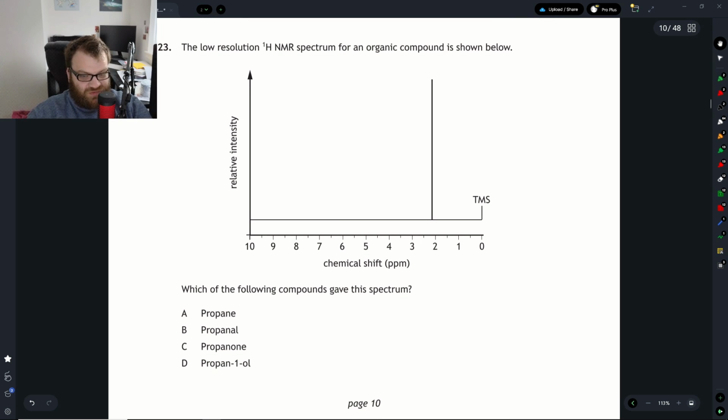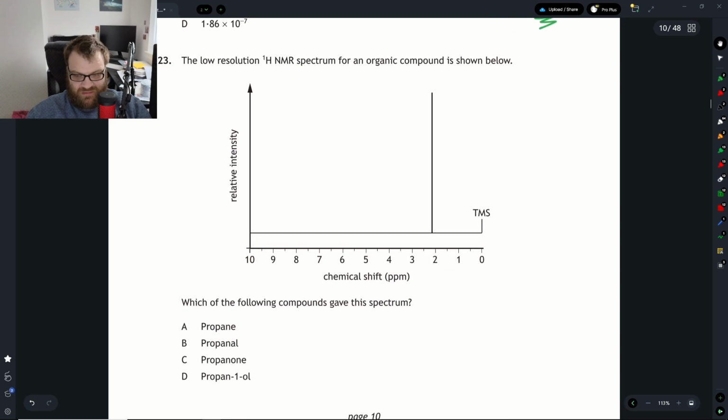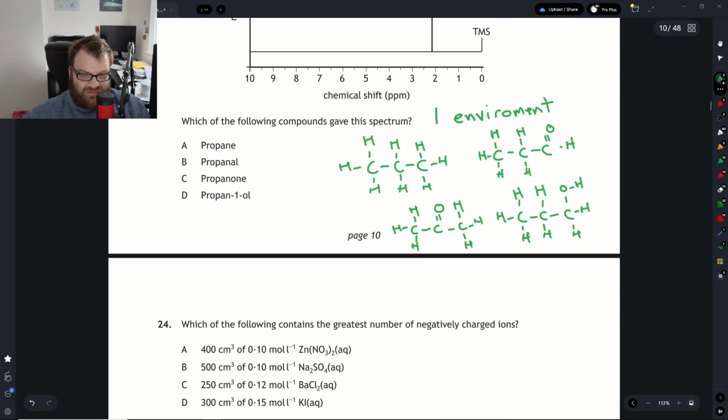Next one, we have got another NMR question. We're told that we have only one environment in this one. If we look at propane, we have different environments because we've got our CH3s, which are beside the CH2s, but we also then have a CH2, which is sandwiched in between the CH3s. That would not give you only one environment. There's more than one environment in that one.